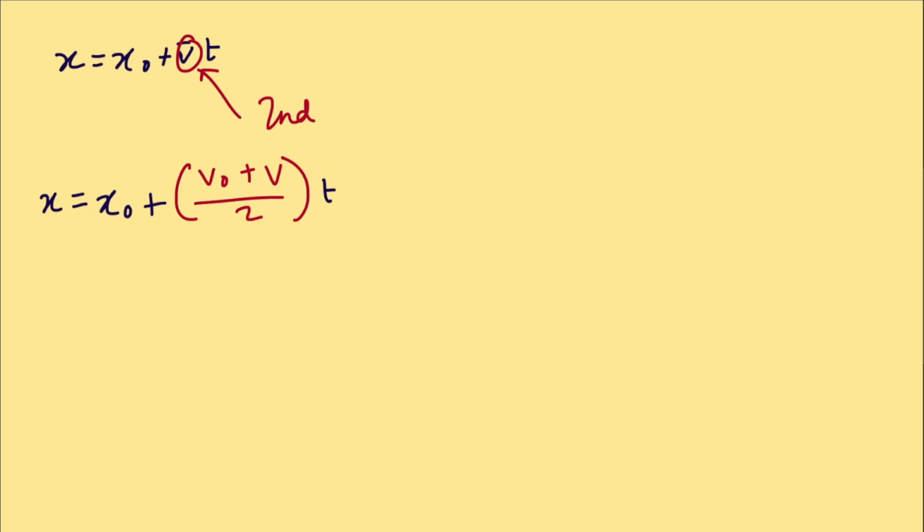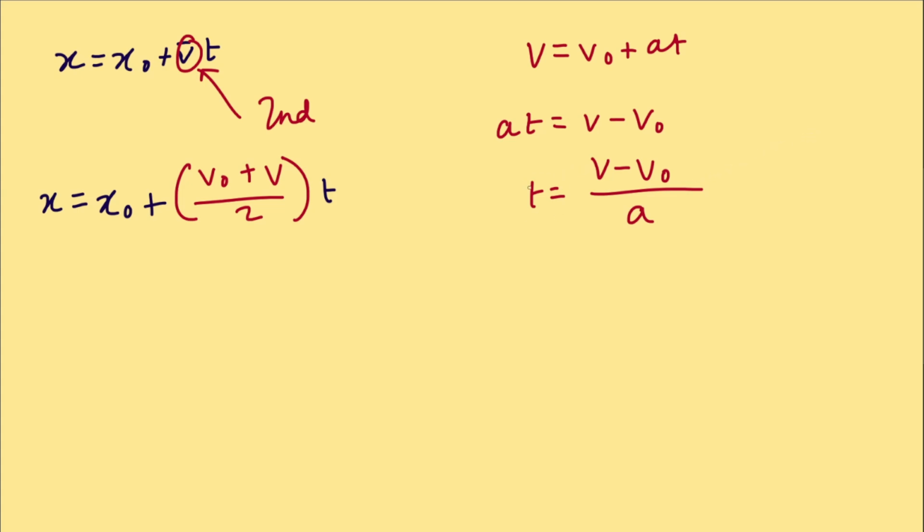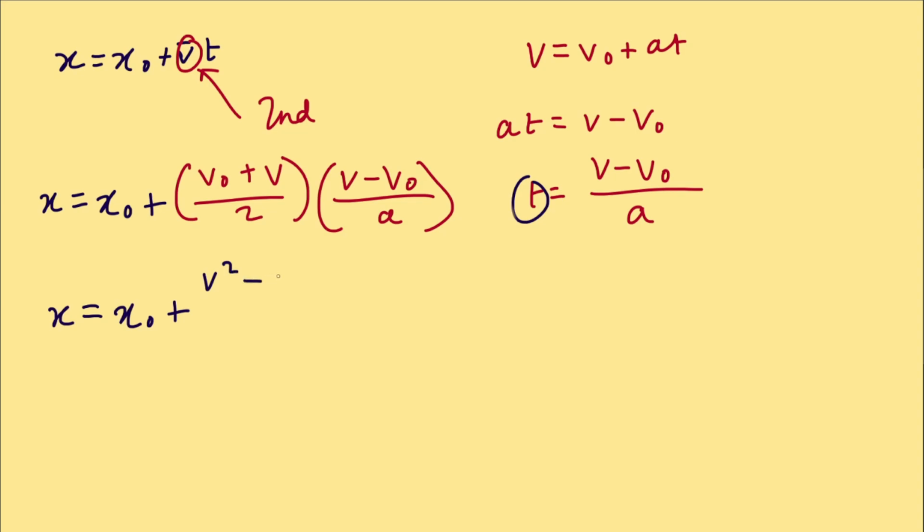Well, let's fix that. Take the first kinematic equation and rearrange it for t. First, minus initial velocity from both sides. Then divide by acceleration. Then you end up with time equals (velocity minus initial velocity) over acceleration. We're going to plug this in here. So now we end up with this juicy big equation. Expand this stuff and you end up with x equals x0 plus (velocity squared minus initial velocity squared) divided by 2a.